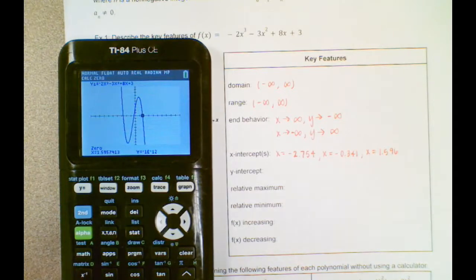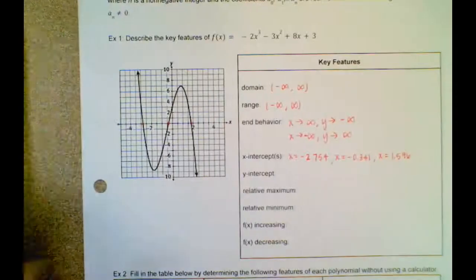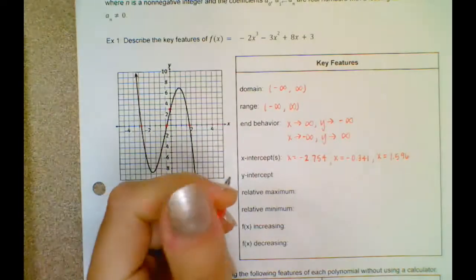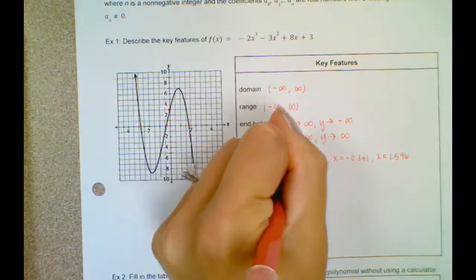Alrighty, now the y-intercept, that's where the graph crosses the y-axis. This graph actually crosses it at a very nice point right there. So that y-intercept is y equals 3.